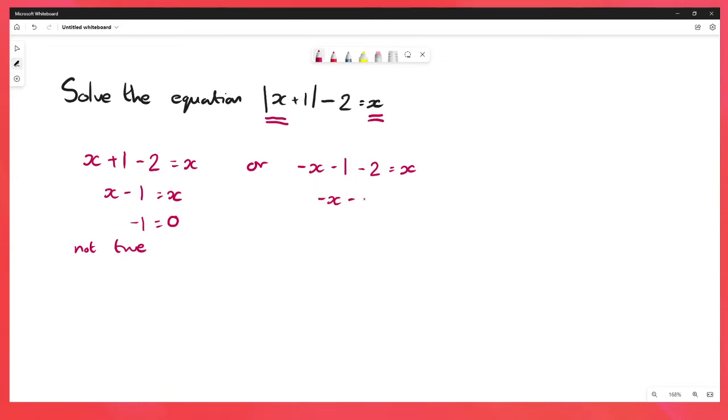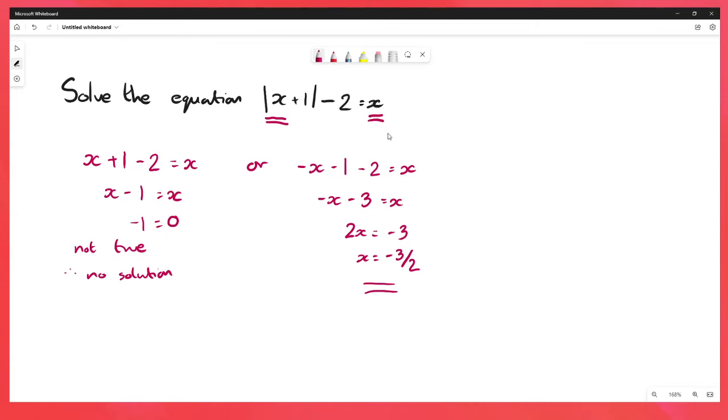Minus x minus 3 equals x. 2x is minus 3. x is minus 3 over 2. This gives us a solution. This one doesn't. Which means that this equation only has one solution.